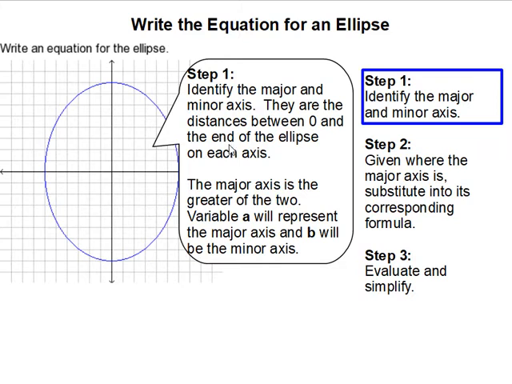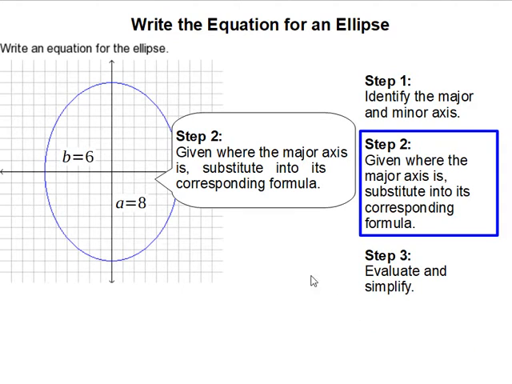And they are the distance between 0 and the end of the ellipse on each axis. The major axis is the greater of the two. So variable A will represent the major axis, and B will represent the minor axis.